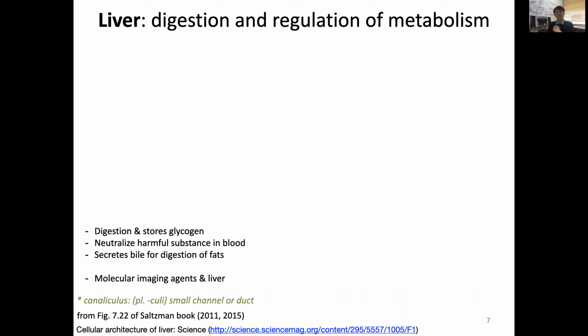And now let's move on to the liver. You all know that the liver is a huge organ. In your rib cage on the right side, at the bottom, if you push, there exists a liver. Many times a medical condition that happens is hepatomegaly, which means the liver becomes huge, due to some pathological condition. So the liver, as you know, is involved in digestion, especially as it relates to glycogen.